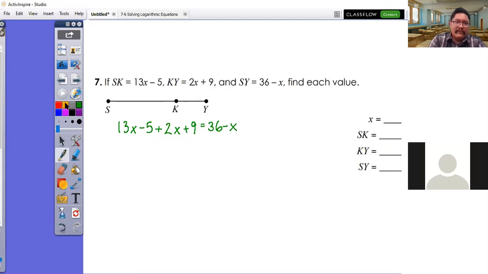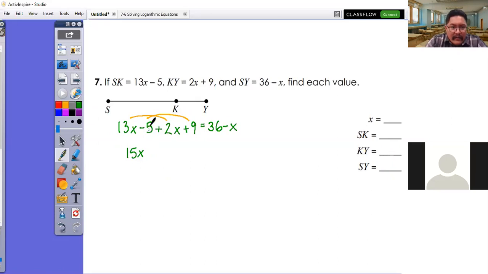So let's go ahead and follow our rules of algebra. First thing we've got to do is look for parentheses, which there are none. If there are no parentheses, look for like terms, which in this case, I see that there are two like terms. I have an x term here and an x term there. So 13x plus 2x would be 15x.